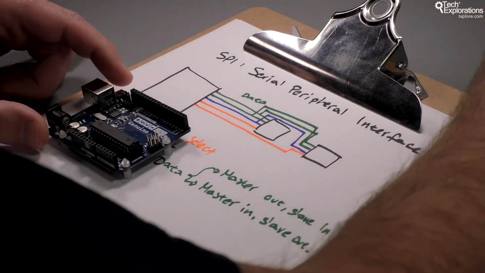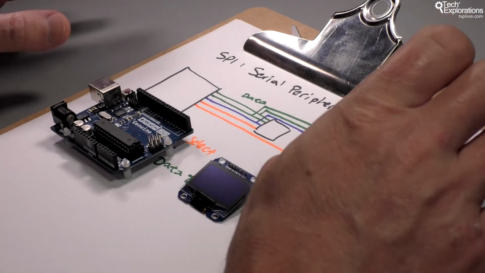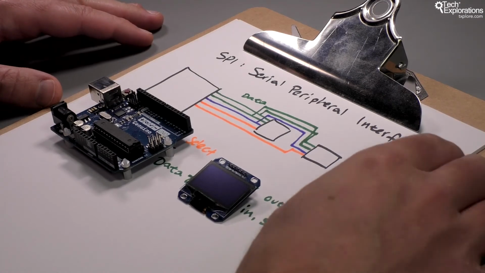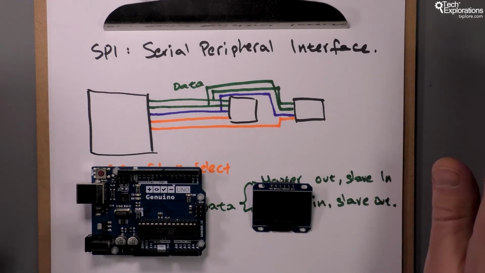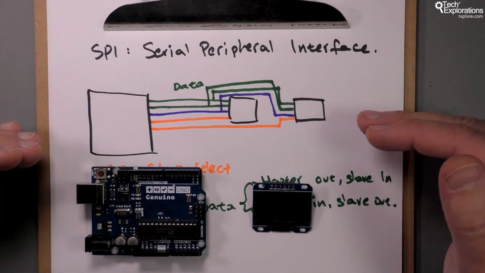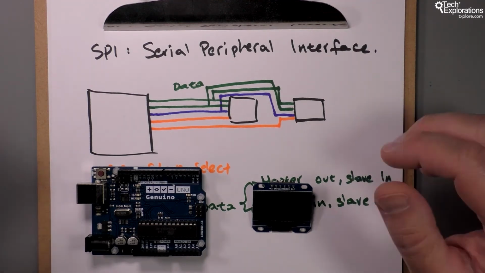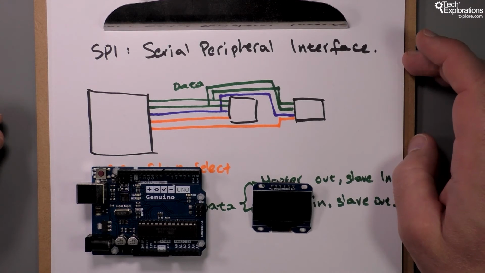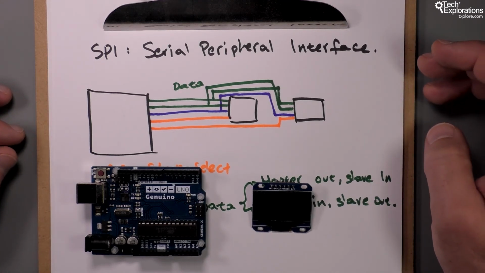Just like with I2C, there is an SPI library that ships with the Arduino IDE that makes communication between the Arduino and SPI devices very, very easy. So we don't really need to dig into the details of the implementation of the SPI protocol on the device at the hardware level. All that is taken care of by the very easy to use SPI library.